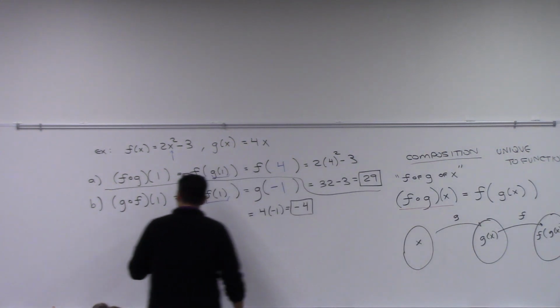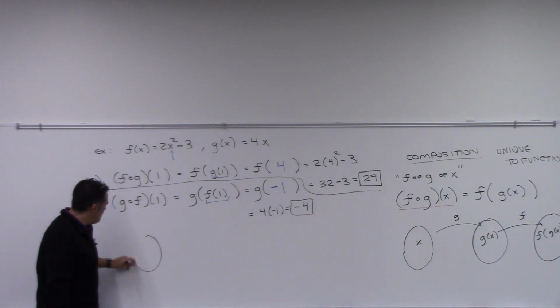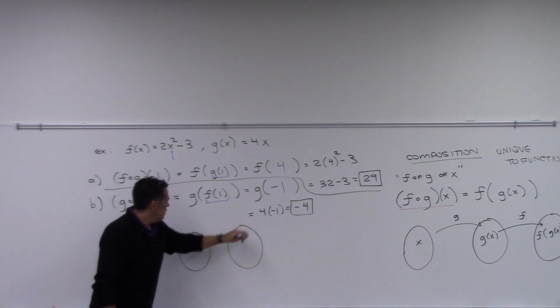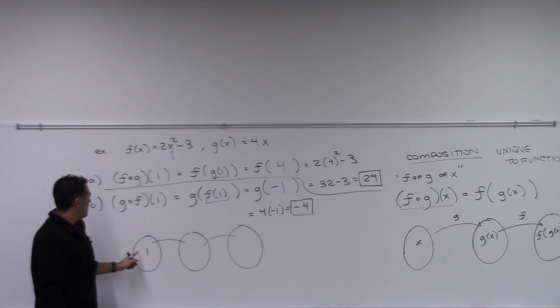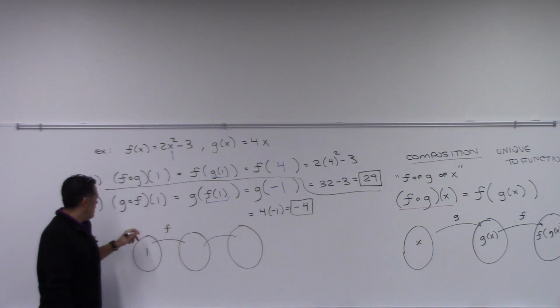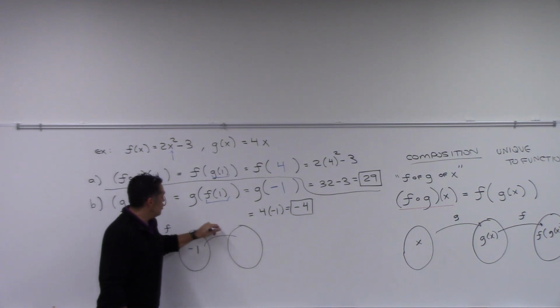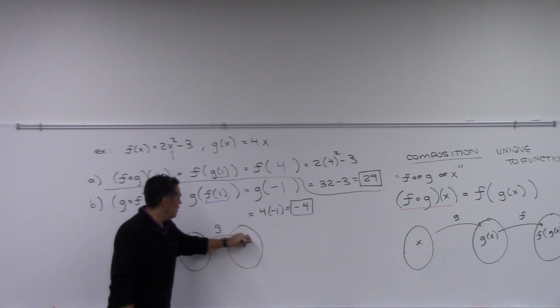So the picture of this one is you have 1, right? Goes here, and then that goes here. Let's see, who got the 1 first? F got the 1 first. And that went through and came out as a negative 1. That negative 1 then went through G, right? And then comes out as negative 4.